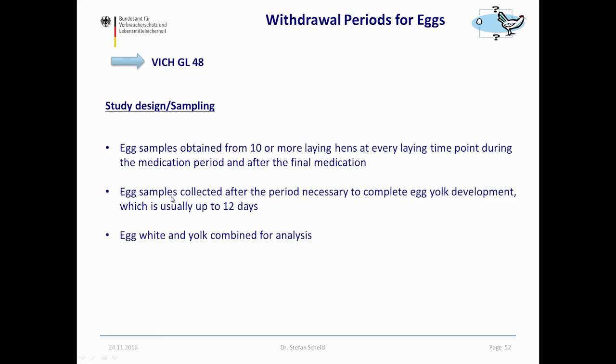And the time range to collect eggs should be long enough so that egg yolk development is completed, which is usually 12 days. For the egg white and yolk, it would be sufficient to have a combined sample and combined analysis. So this is in principle the sampling for eggs, and all the other conditions are the same as for the mammalians. You use the product at the intended treatment regimen. And this is the study design for eggs.